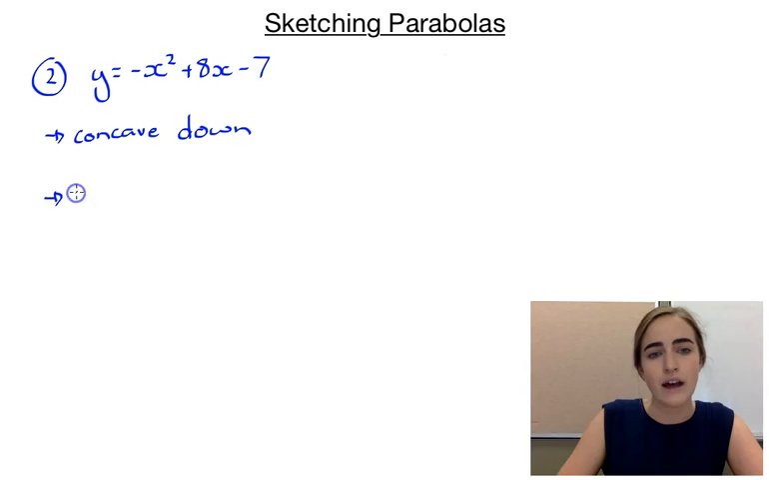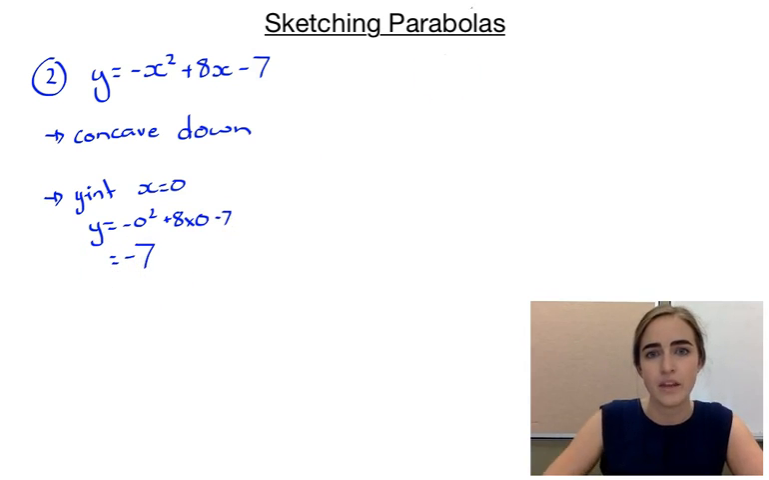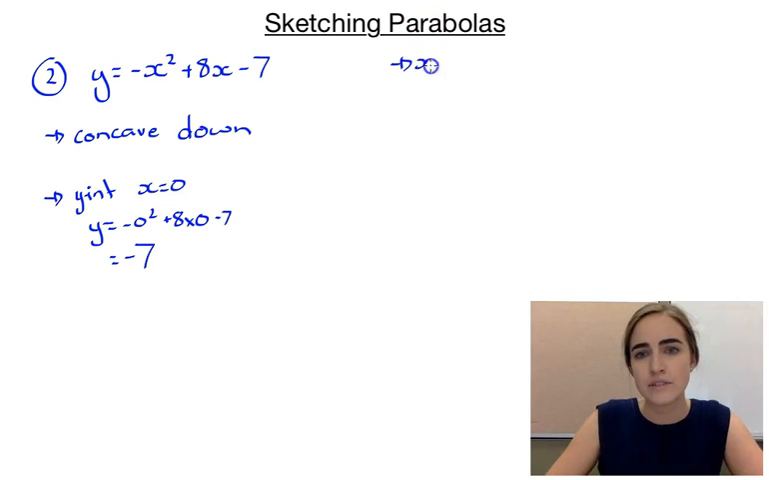So if we look for our y-intercept, we're going to set x equal to 0. So we would have y equals minus 0 squared plus 8 times 0 minus 7. So we would have a y-intercept of minus 7. If we look for our x-intercepts, we're going to set y equal to 0.